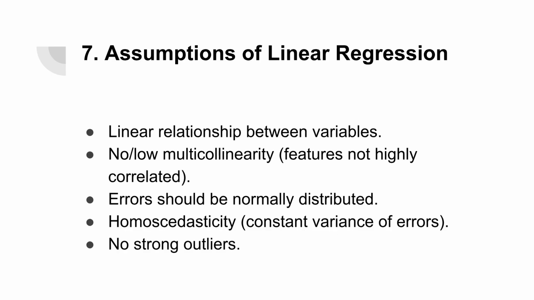Linear regression relies on several assumptions, including a linear relationship between variables, low multicollinearity, normally distributed errors, and homoscedasticity. Also, strong outliers should be avoided.